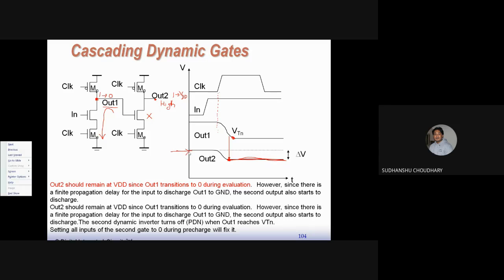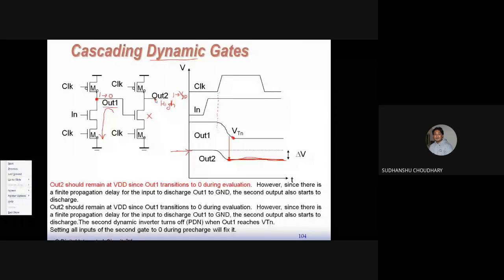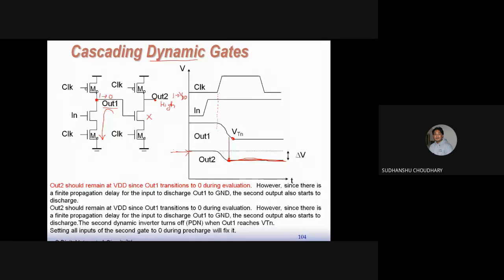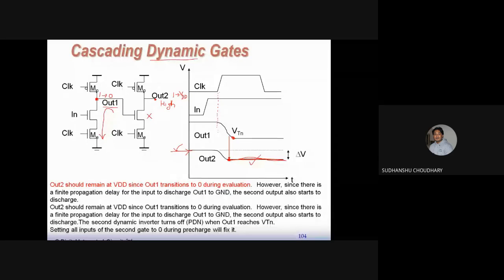That is, we store the outputs on capacitors, and those capacitors need to be refreshed in dynamic gates. These are not static gates, these are dynamic gates where output is stored on capacitors, and those capacitors have to be refreshed. Now out 2, which was earlier this much, has become this much, that is, it has reduced by delta V. The original value of out 2 cannot be retrieved in this circuit. So that is the problem here.